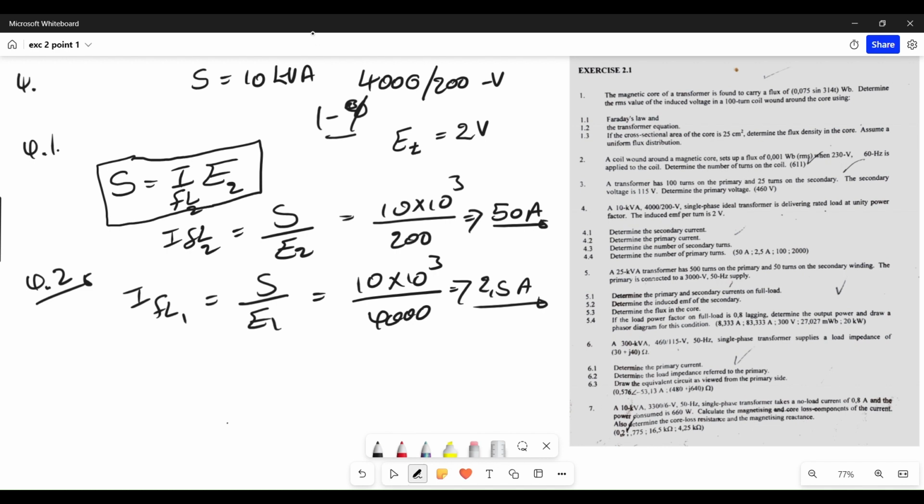As we move forward to 4.3, I hope I haven't lost anybody. Determine the number of secondary turns.